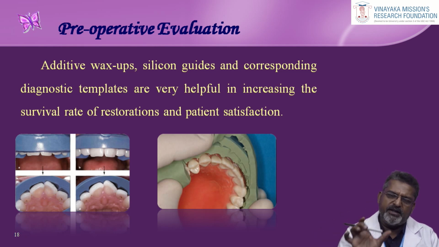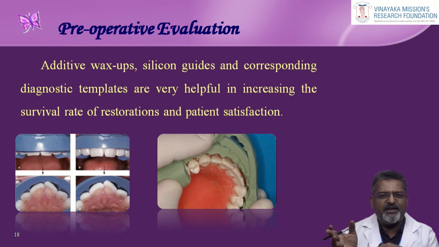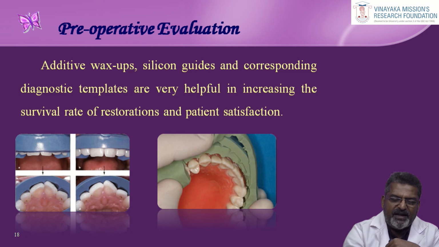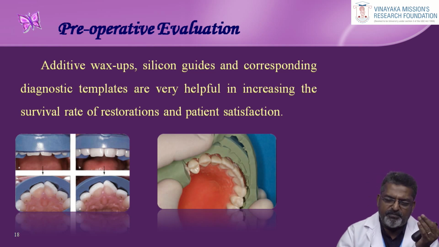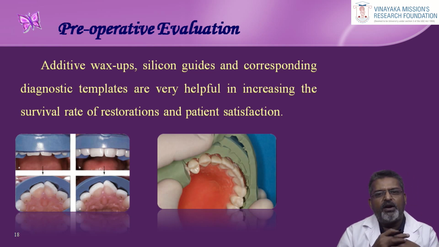After the additive wax up, you will have the end result. In that you take a silicone guide, and then with that template you go for your preparation. So all this pre-operative evaluation is very important when you go for aesthetic dentistry or aesthetic veneering. As I told you, we call it APT, aesthetic pre-evaluative temporaries. This plays a very important role in the success of your restoration.